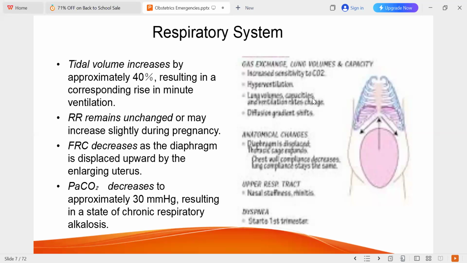The functional residual capacity decreases. This is due to the diaphragm being displaced upward by the enlarging uterus. The PaCO2 decreases to approximately 30 millimeters of mercury. This is due to the increase in minute volume, and this may result in chronic respiratory alkalosis. There are other anatomical changes that we can see in this diagram.